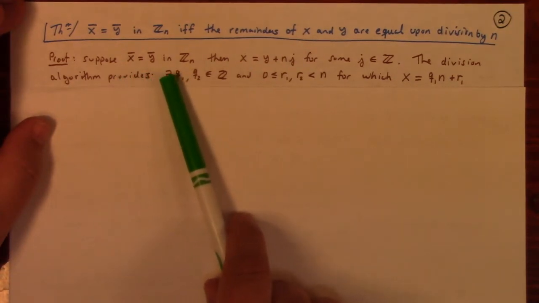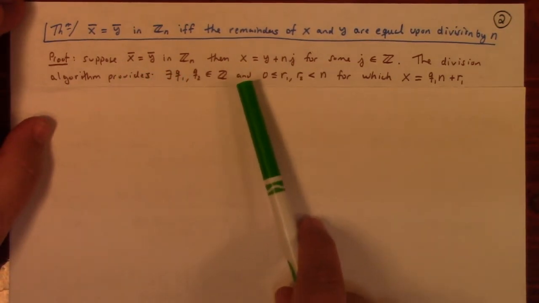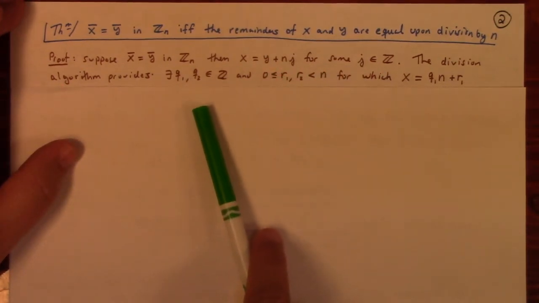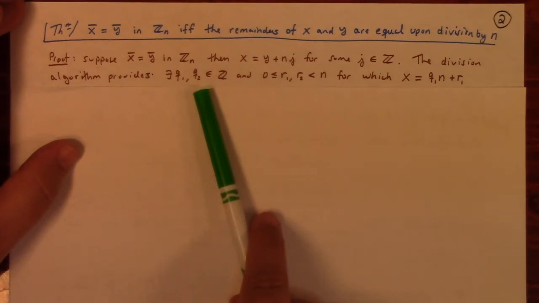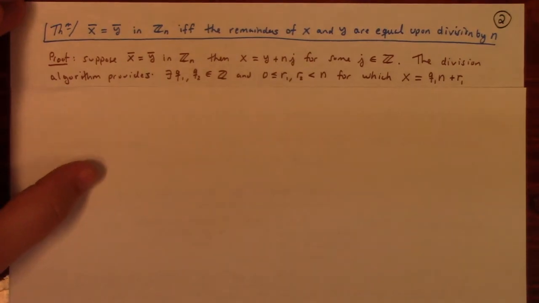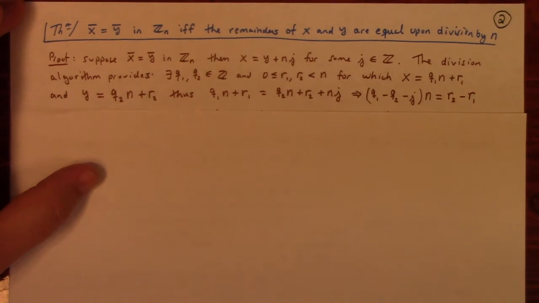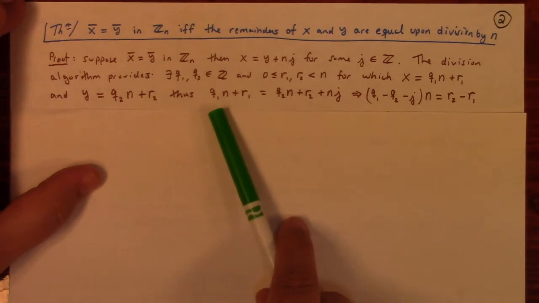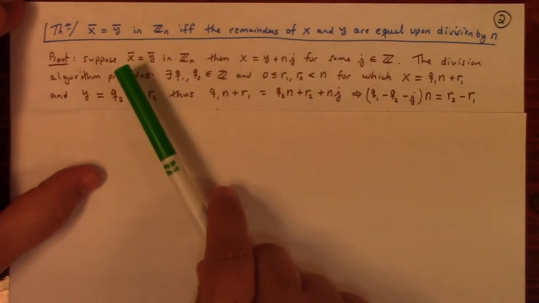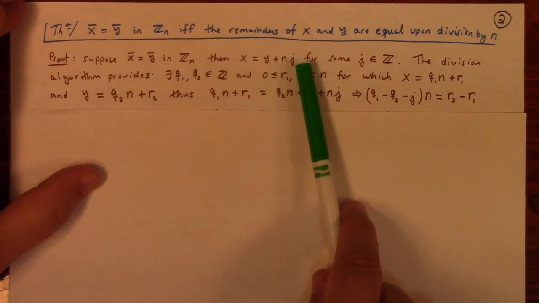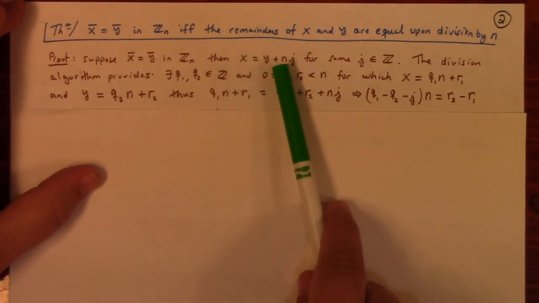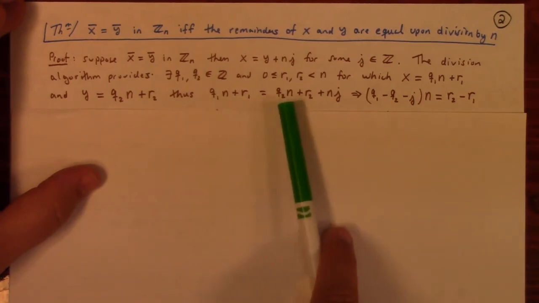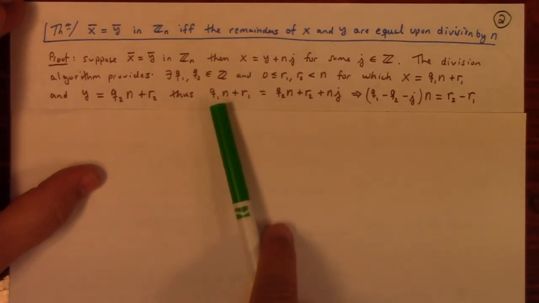Suppose x bar is equal to y bar in Zn. Then x is equal to y plus nj for some j in Z. The division algorithm, remember, produces quotients q1 and q2 and remainders r1 and r2, such that x is equal to q1n plus r1 and y is equal to q2n plus r2. Because x bar is equal to y bar, there has to be this multiple of n that when we add to y we get back x.